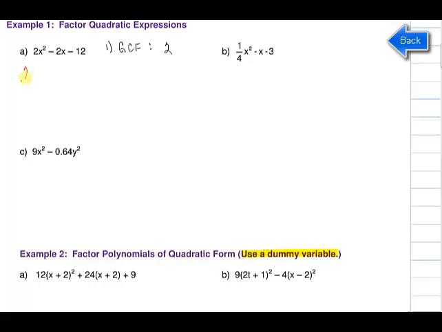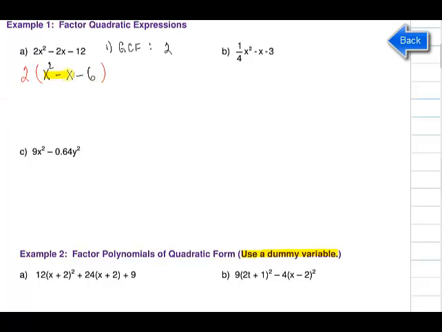So you're going to start by writing 2 and then a bracket. What goes inside the bracket is whatever's left over when you pull the 2 out. Remember, when you factor your GCF, you always write your answer as a product of your GCF times a factor. So how do you get that factor? Well, you take each of your terms in your original trinomial and you divide by your GCF. So 2x squared divided by 2 is x squared. Negative 2x divided by 2 is negative x. And negative 12 divided by 2 is negative 6.